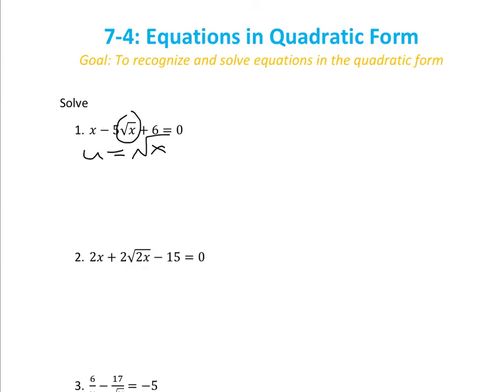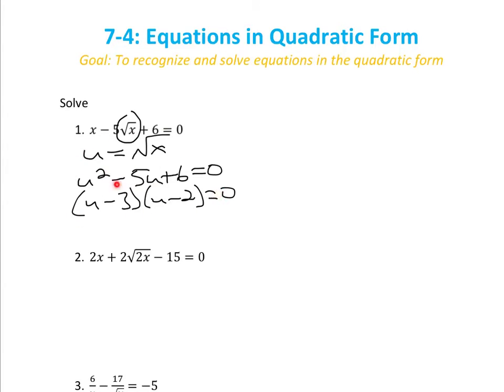If I substitute u in for root x, this equation is going to turn into u squared minus 5u plus 6 equals 0, because if u is root x, then u squared is just x. Now you see that this is something we can very easily factor. So (u minus 3)(u minus 2) equals 0. The only reason we do this u substitution is so we can see the factoring.